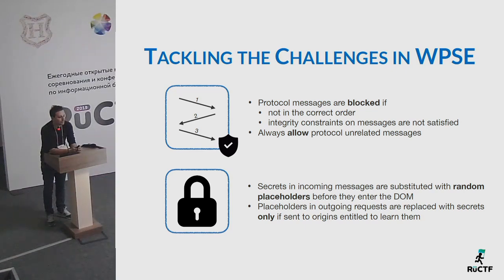Regarding the secrecy of message components, when we see secrets in incoming messages, we replace them with a random placeholder before they enter the DOM of the page. And we replace these placeholders with the appropriate value only if the message is sent to an origin which is entitled to learn that secret.